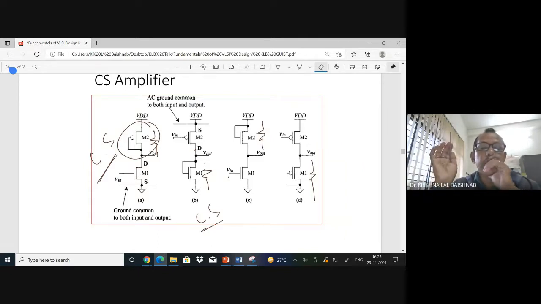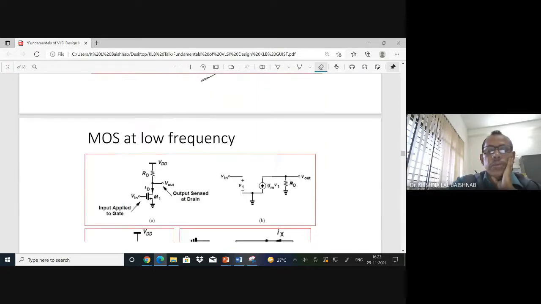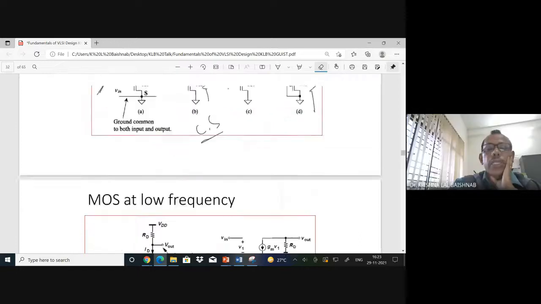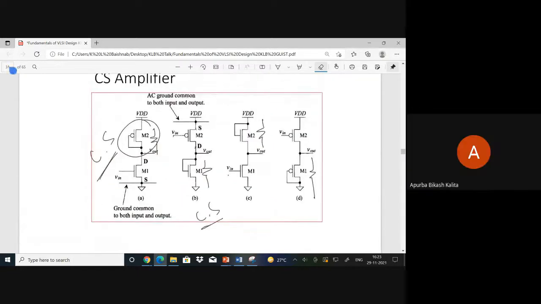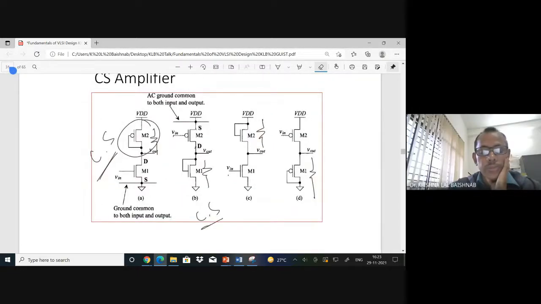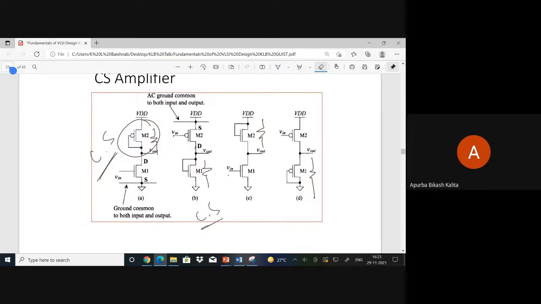All are common source amplifiers. Please remember. If you have any doubt, you can ask me a question. Different ways we have tried to represent the things. Fine. So now, sir, I have a question. Yeah, please. What is the difference between AC ground and ground, sir?